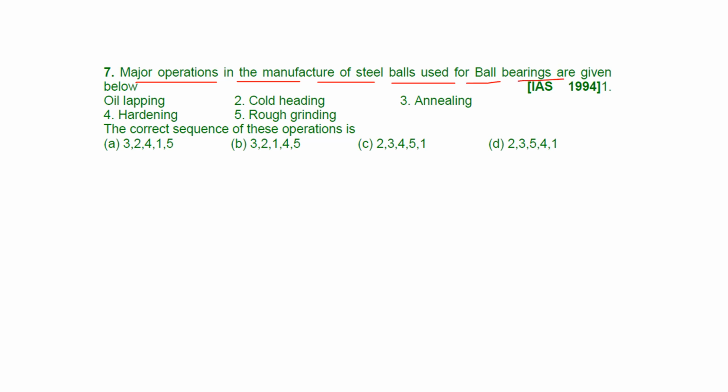Next question: major operations in the manufacture of steel balls used for ball bearings are given below. How are the steel balls used in ball bearings manufactured? The operations are oil lapping, cold heading, annealing, hardening, rough grinding. The question asks for the correct sequence. All of these methods will be used, but the sequence is asked.